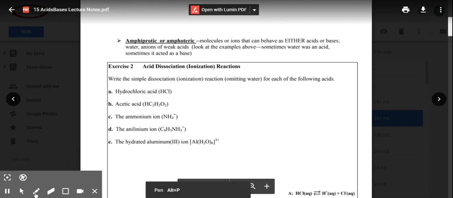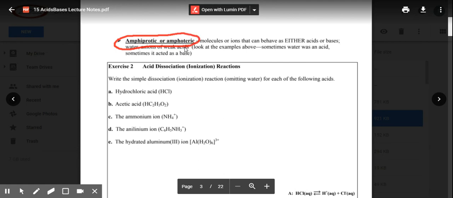Amphiprotic or amphoteric. What that term means is that you can behave as both an acid or a base. So you can behave as an acid or a base. If it is actually donating the proton, then at that instant it's acting as the Bronsted-Lowry acid. If that species is accepting the proton, then that means that in that instant it is acting as the Bronsted-Lowry base. So there's a couple of examples that we can actually give.